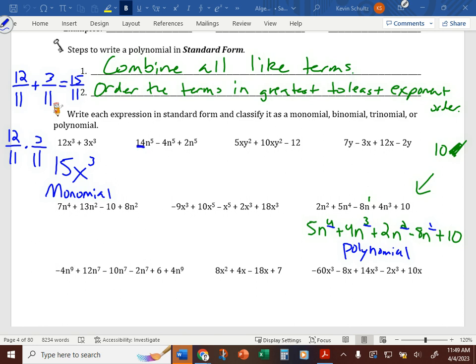Okay? 14. We take away 4. That's 10. We add 2 back. That gives us 12. Our exponent doesn't change because we're combining like terms. We're not multiplying all these terms together. We're adding them and subtracting them. So it's just how many n to the fifths we have. And what type of nomial is this? Monomial. It's got a single term.